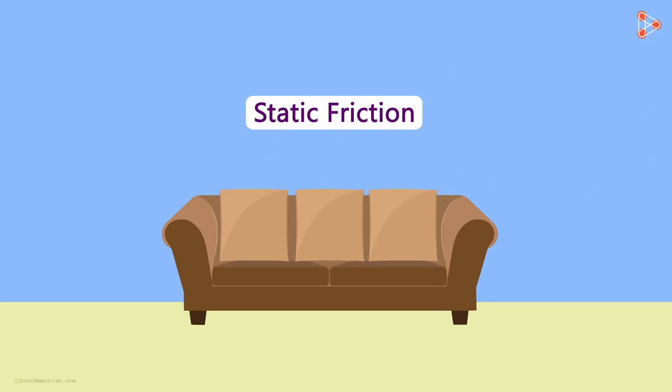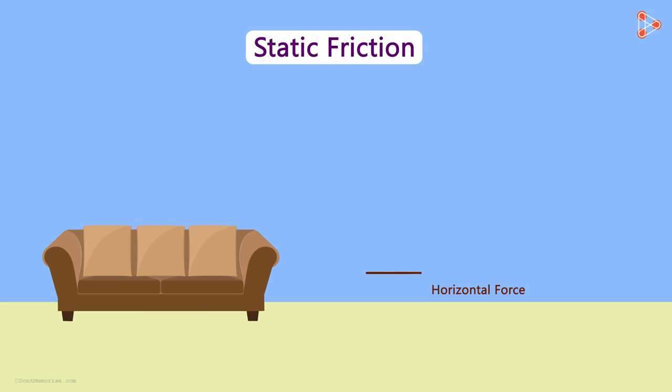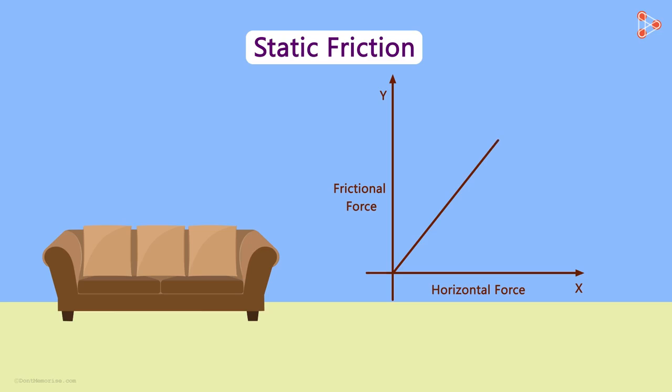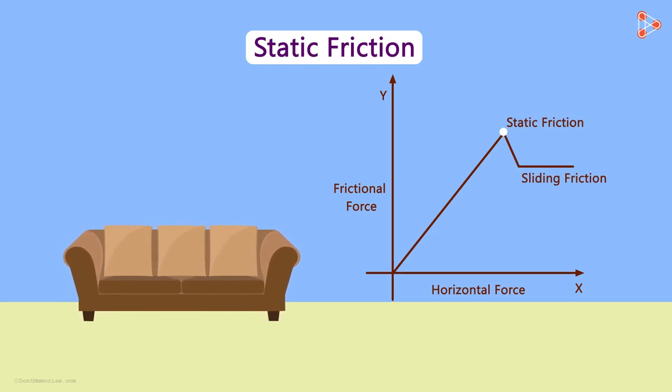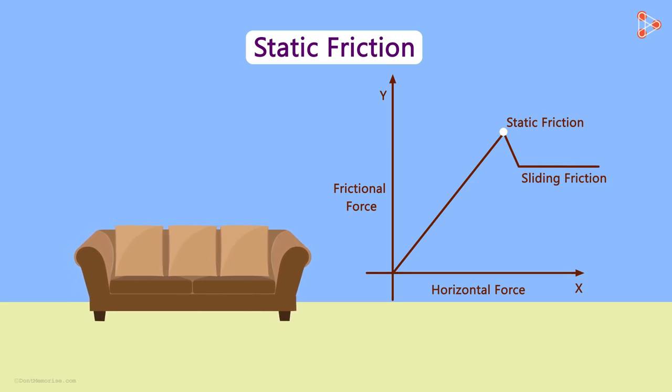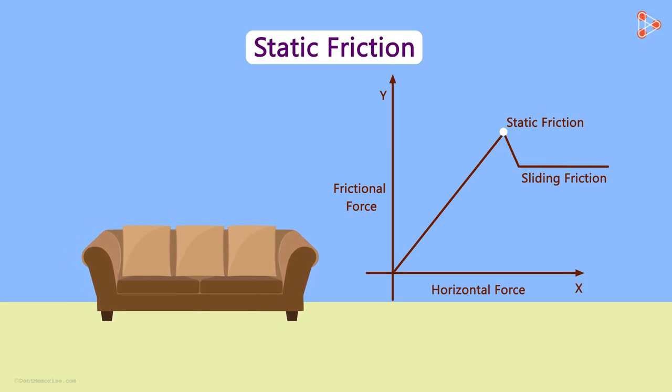We assume that the force you apply is a horizontal force represented by the x-axis, and the frictional force applied by the floor is represented by the y-axis. Now, as you increase the horizontal force applied, the frictional force is also increasing accordingly to keep the sofa at rest. This continues till a point where the sofa just starts moving. And that's where the static friction ends and the sliding friction begins. The sliding friction is more or less constant if you notice.